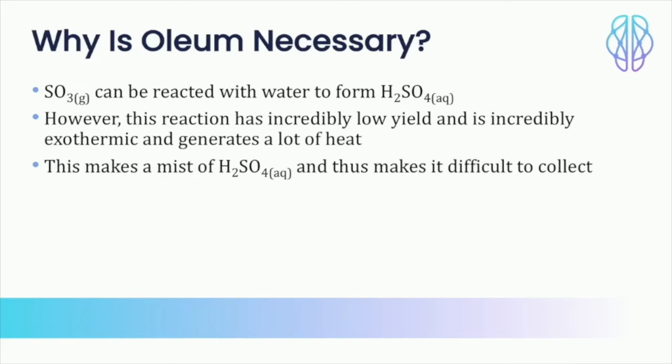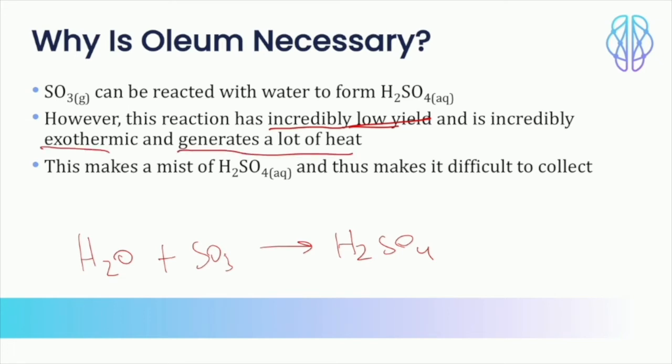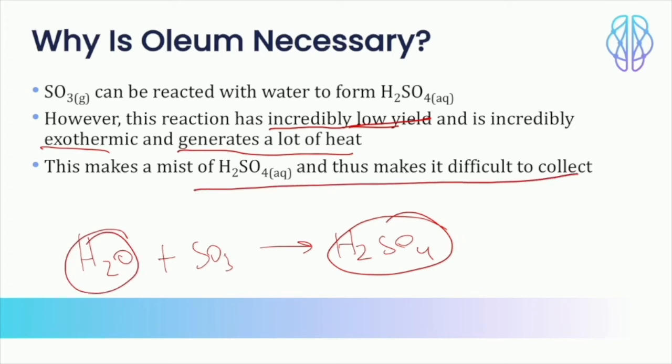Now you might be thinking, why don't we just have water and SO3 and we make sulfuric acid this way, right? You would think that's very easy. However, this reaction has a couple of problems. Firstly, it has incredibly low yield, which is a problem on an industrial scale. Secondly, it's exothermic and generates a lot of heat. So this H2SO4 and this water would basically make a mist, which is incredibly hard to collect. So you have a reaction that, number one, has a low yield, and number two, is difficult to collect. So on an industrial scale, it's not worth doing.